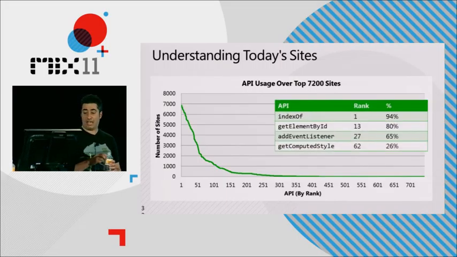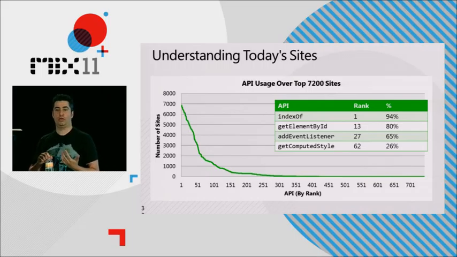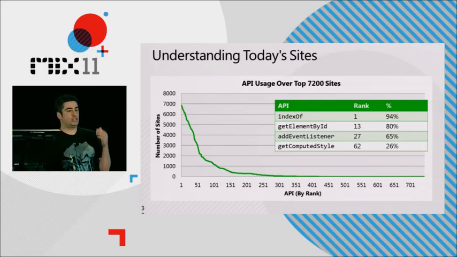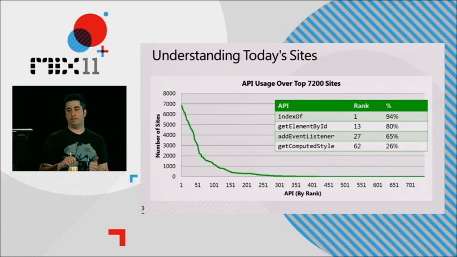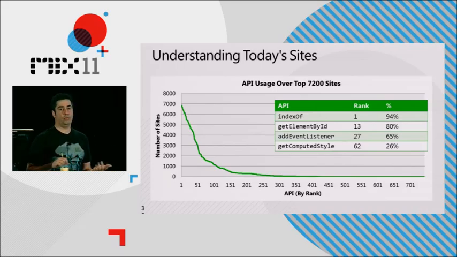Actually, you know what it is? It's index of. When you think about all the text processing that happens on the web today, it turns out that string processing is one of the most common things people do. They use it to validate form input. They manipulate all kinds of data using strings. So index of is actually the most common one. Get element by ID, number 13.